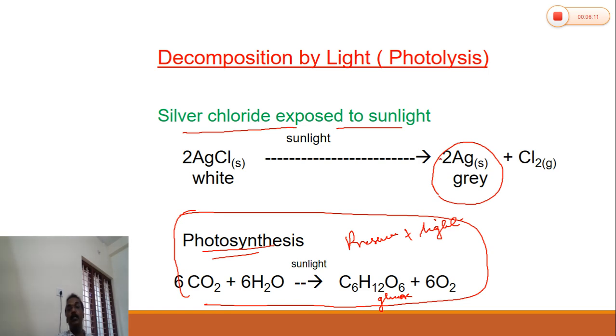Such reactions are called photolytic reactions. In the presence of light they absorb energy, so they are called endothermic. We will study endothermic reactions at the end. These are reactions which take place in the presence of light, like silver nitrate and this. So these are light reactions.